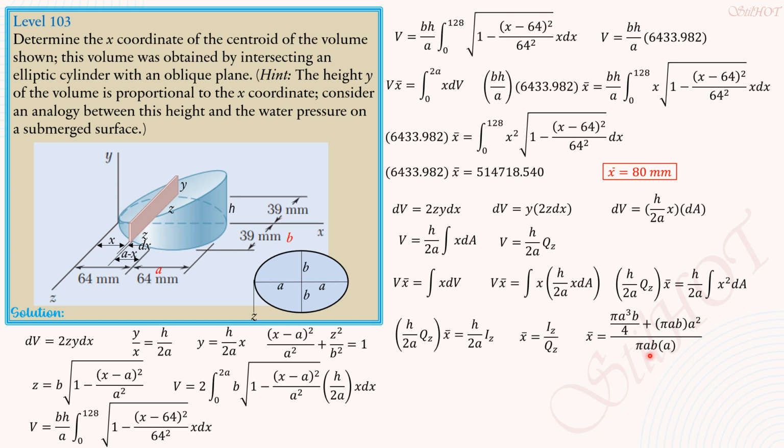So cancel pi a squared b, leaving a only in the numerator. x-bar is in terms of a. 5/4 divided by 1, so 5/4. Therefore, x-bar is 5/4 of a.